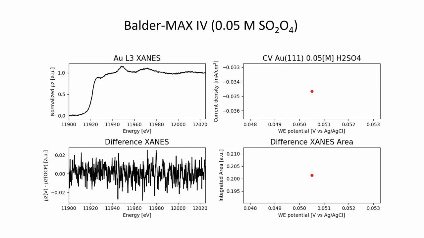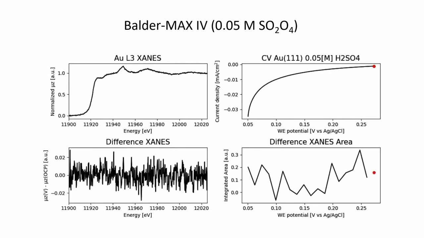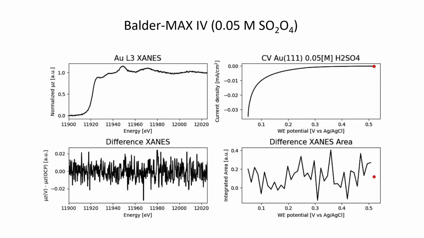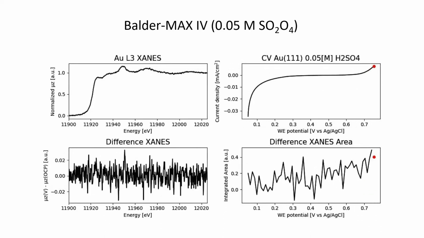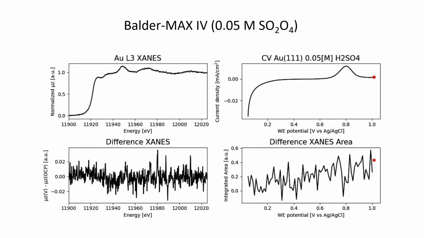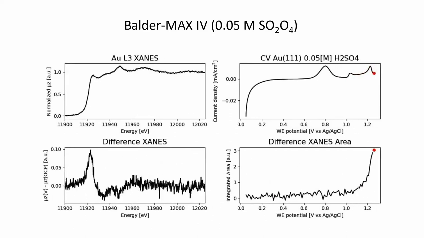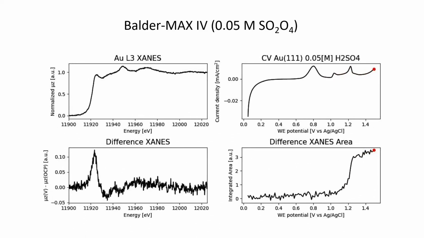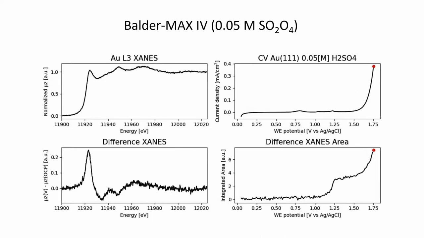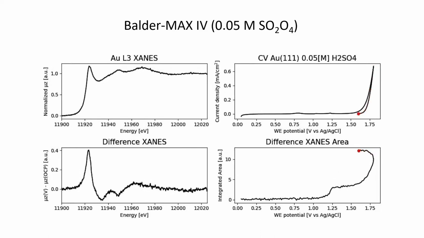So maybe an easier way to look at it is to look at the area of this peak down here. So that is shown here. So this is the same measurement up to 1.8 volts or so, and then you see, okay, we form this oxide here, but then it stops somehow. And then it continues again and forms a thicker oxide, and that oxide stays there all the time until we come to the reduction peak.